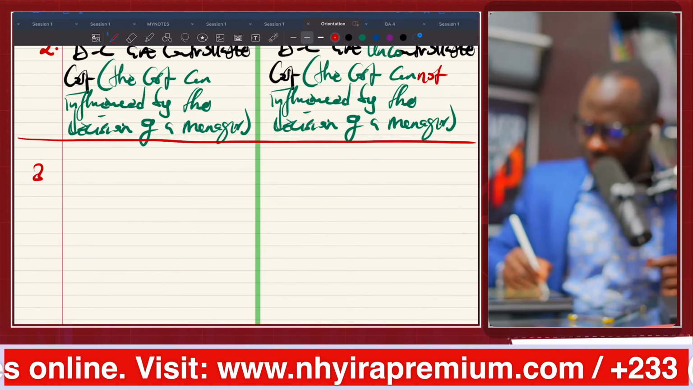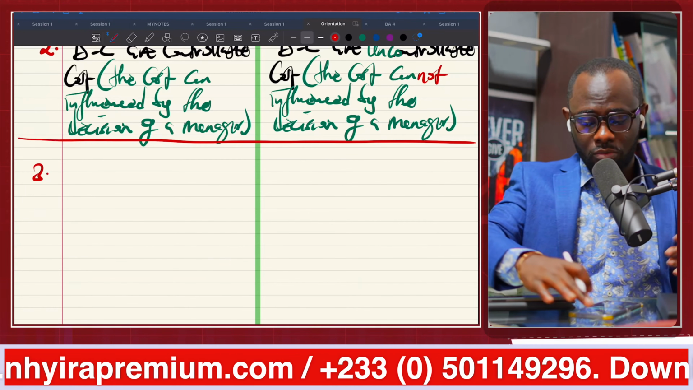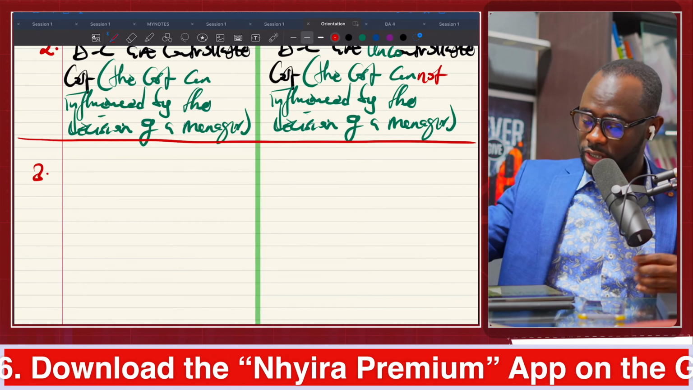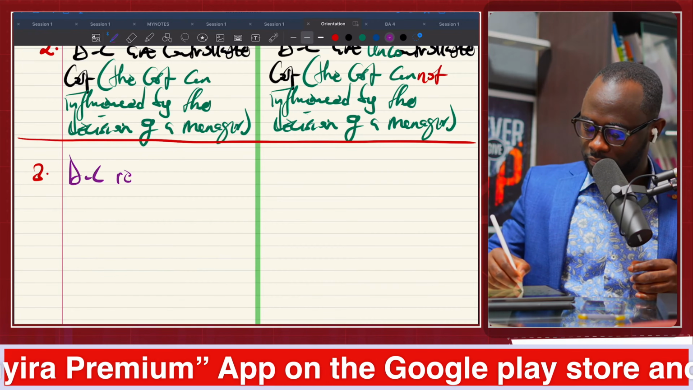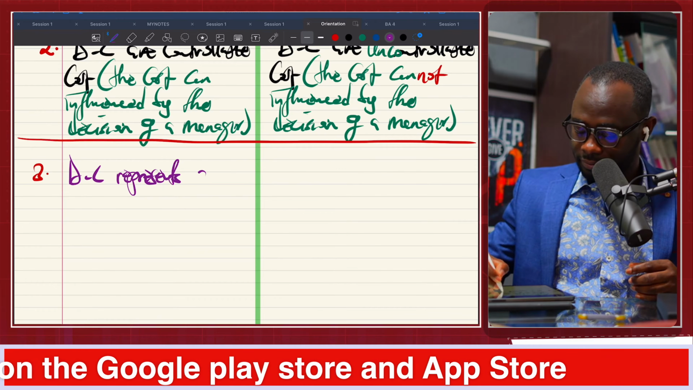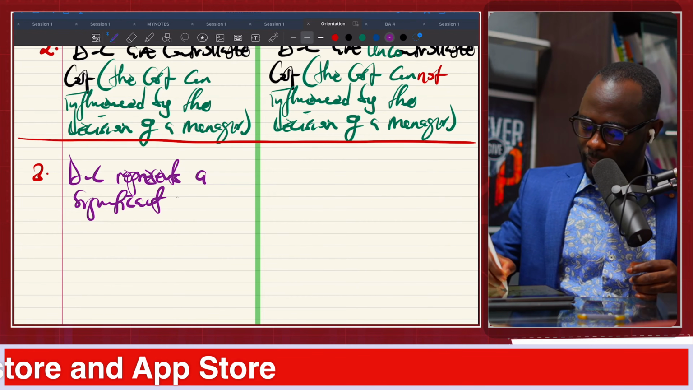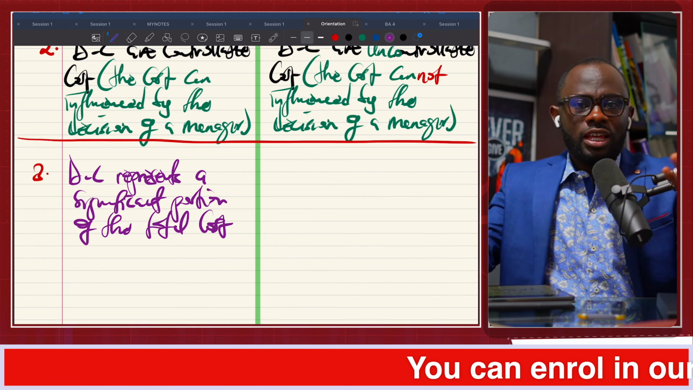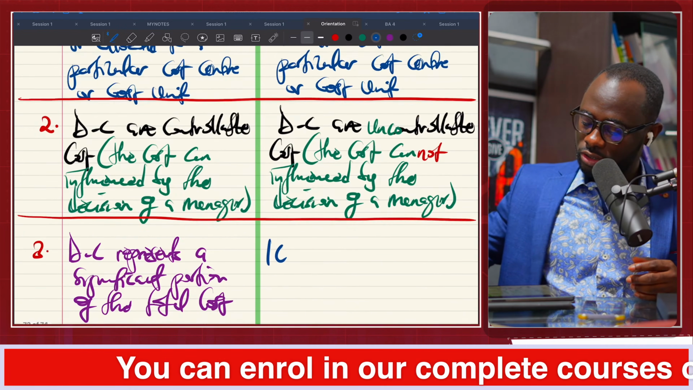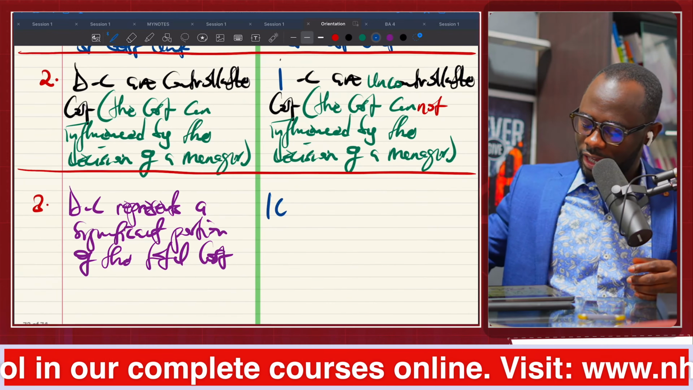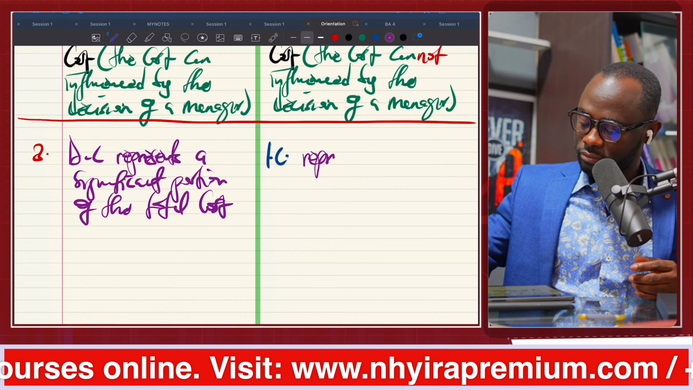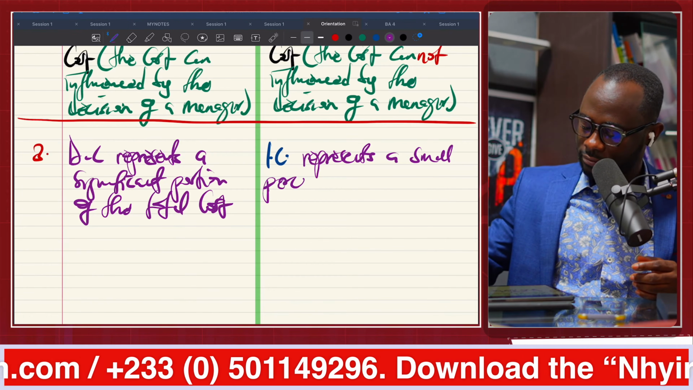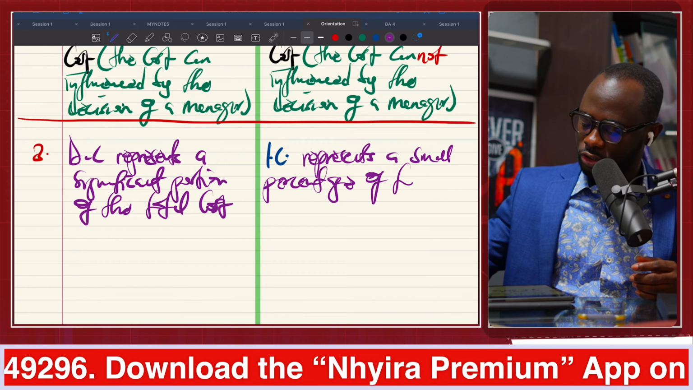Because of this, number 3, direct costs represent a significant portion of the total cost of the entity. Okay, direct cost represents a significant portion of the total cost, because that is the huge aspect. Whilst the indirect cost, let me put an IC here, indirect cost just represents a small percentage of total cost.